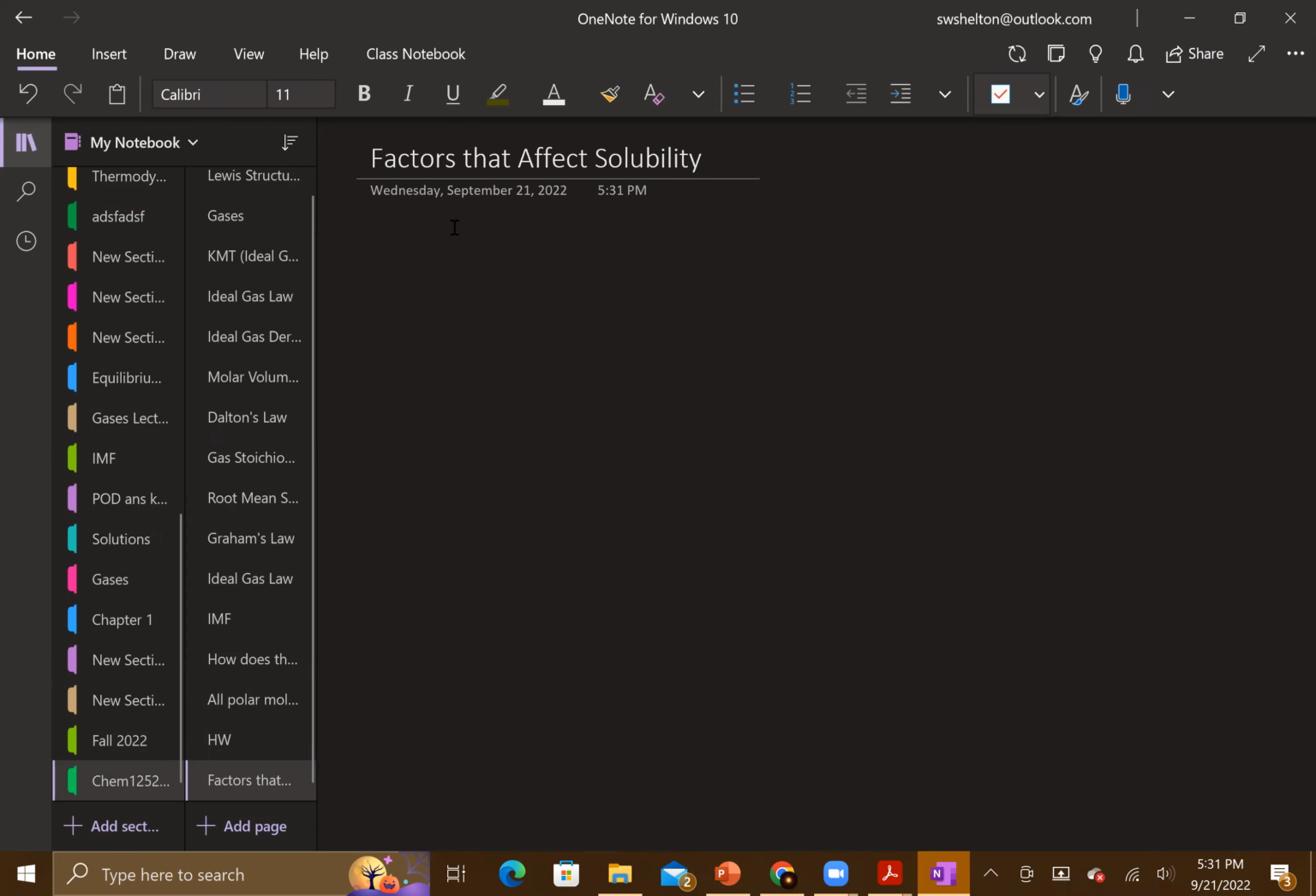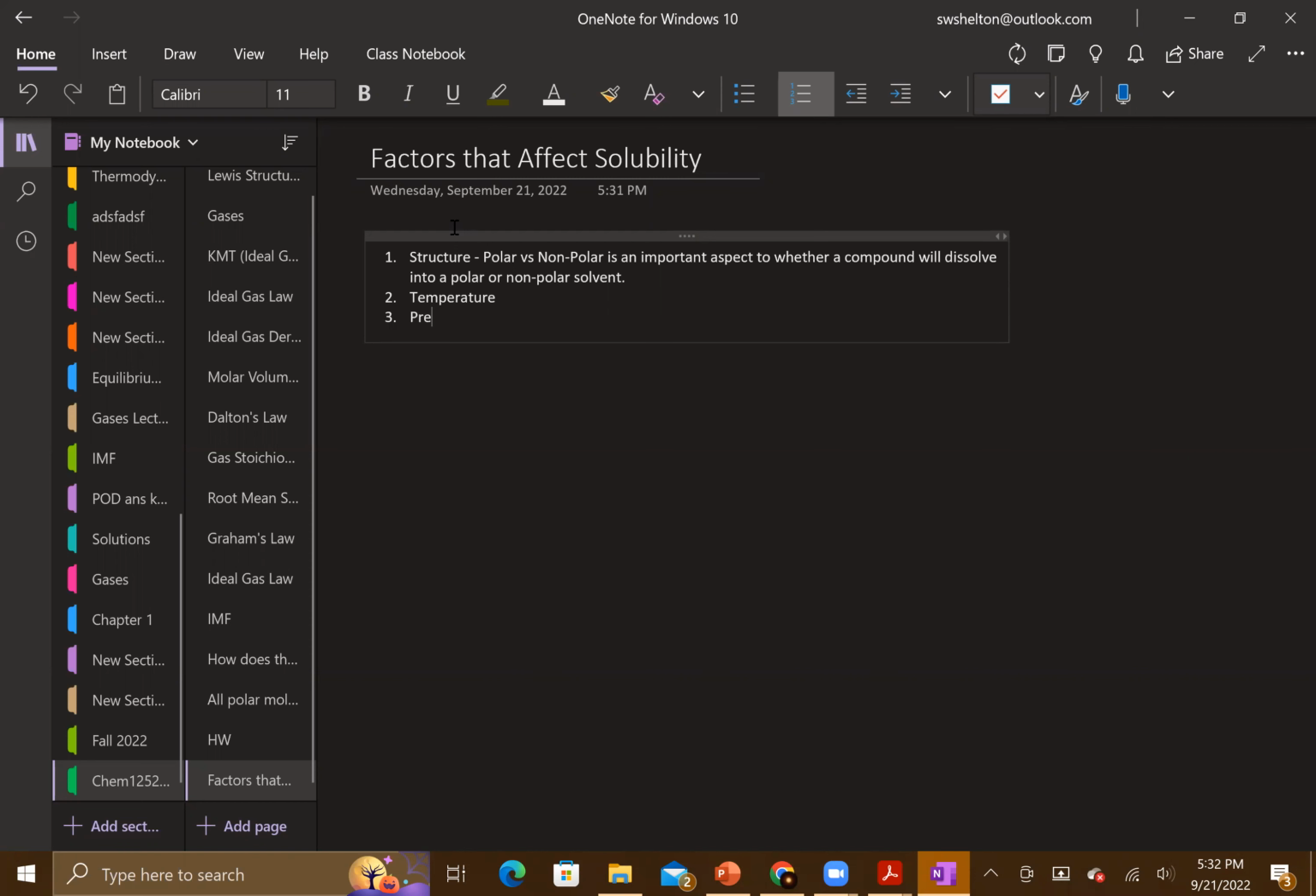Okay. All right. So we said the first one was structure, and with that we saw how polar versus non-polar is an important aspect to whether a compound will dissolve into a polar or non-polar solvent. All right, that was the first thing. So the second thing is dealing with temperature, and then the third thing deals with pressure.